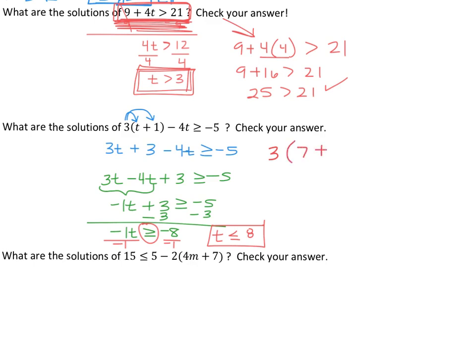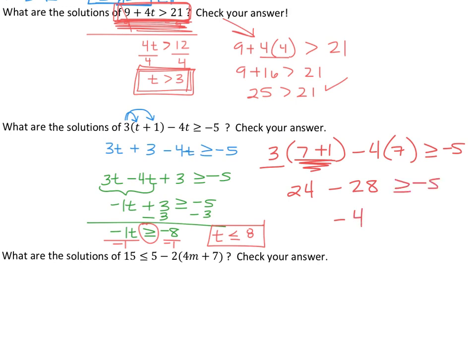3 times 7 plus 1 minus 4 times 7 is greater than or equal to negative 5. So this is 8, okay? So 3 times 8 is 24. 4 times 7 is 28. 24 minus 28 is negative 4. So this is saying negative 4 is greater than or equal to negative 5. Is that true? Yes. Negative 4 is a bigger number than negative 5, so it checks out.